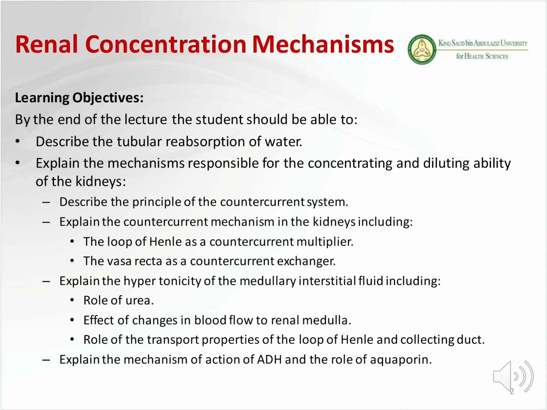The countercurrent mechanism in the kidney includes the loop of Henle, which is the countercurrent multiplier, and the vasa recta, which works as the countercurrent exchanger. We'll explain the hypertonicity of the medullary interstitial fluid, including the role of urea, the effect of change in blood flow in the renal medulla, and the role of transport properties of the loop of Henle and collecting duct. At the end, we'll explain the mechanism of action of antidiuretic hormone and the role of aquaporin.